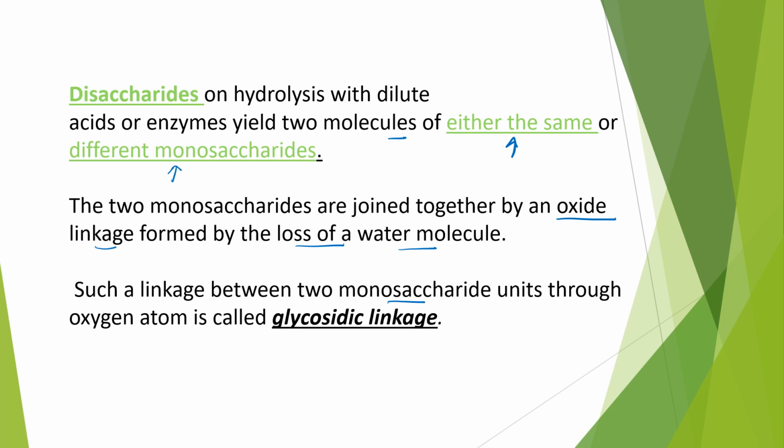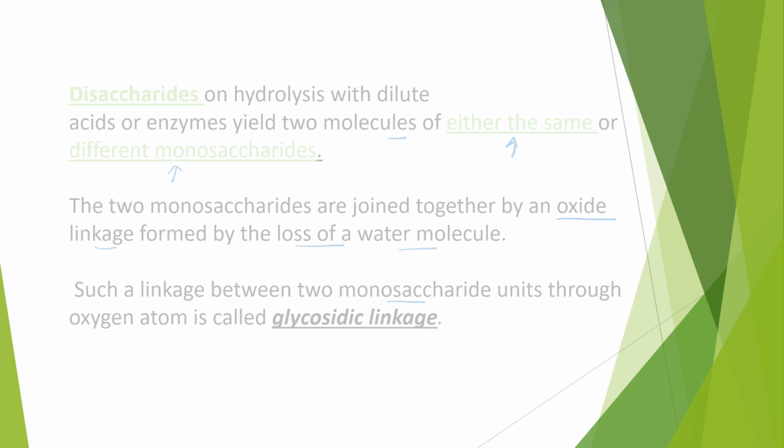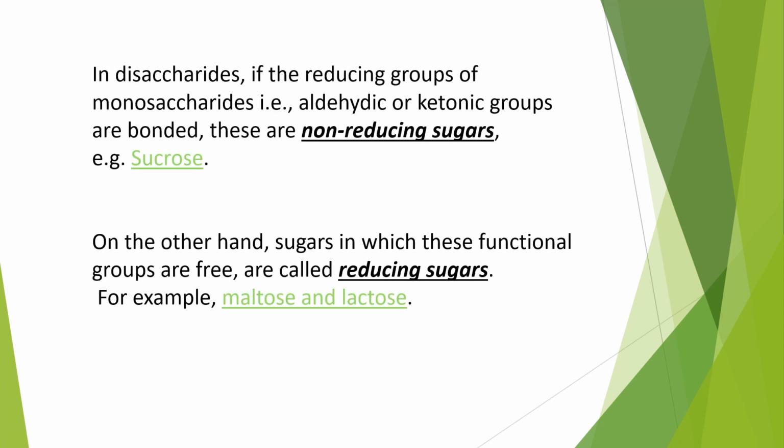So next, in disaccharides, if the reducing groups of monosaccharides, that is aldehyde groups or ketonic groups, are bonded, they are called non-reducing sugar. So example is sucrose. Sucrose is a non-reducing sugar. That means it does not give Tollens' test as well as Benedict's test as well as Fehling's test. And on the other hand, sugars in which these functional groups are free, they are called reducing sugars. For example, maltose and lactose. So they are called reducing sugar because they give the Tollens' test, Benedict's test, as well as the Fehling's test.